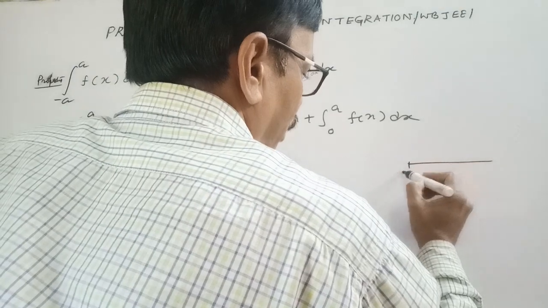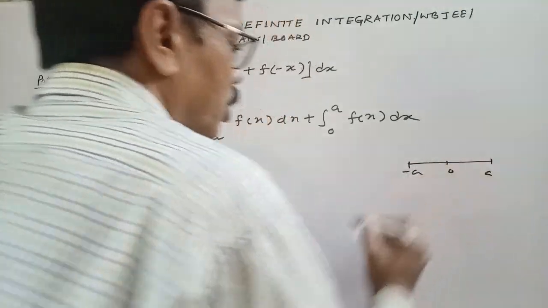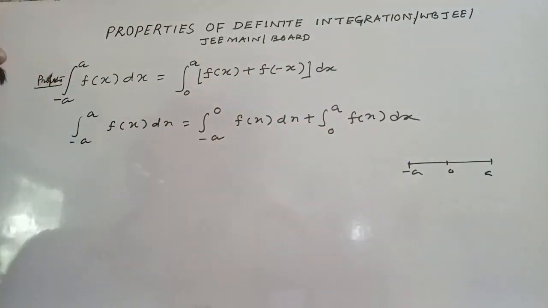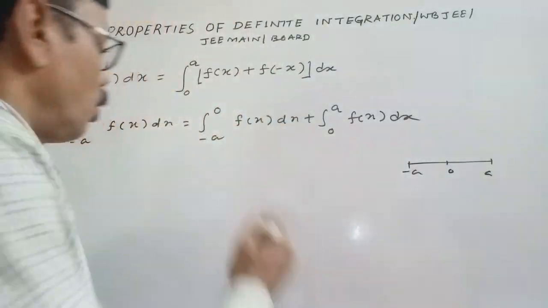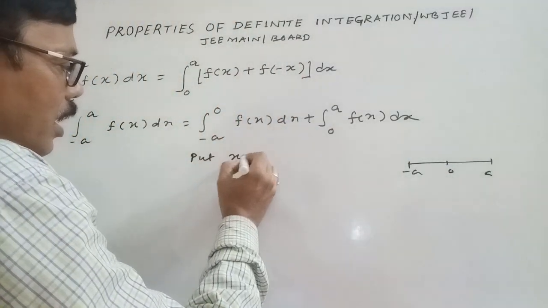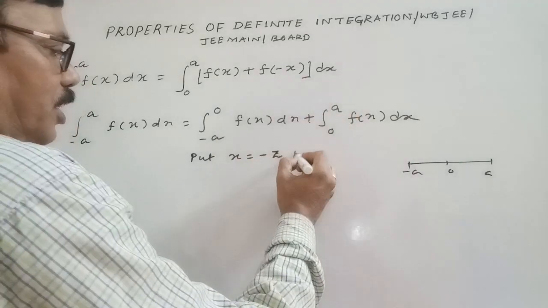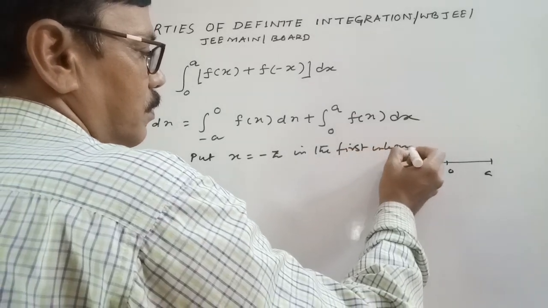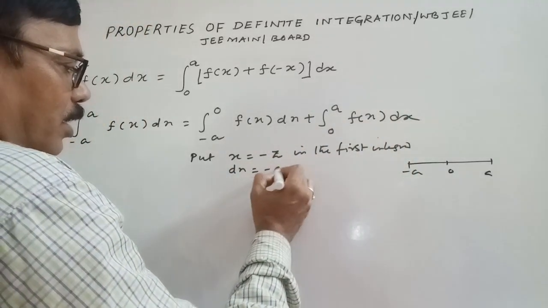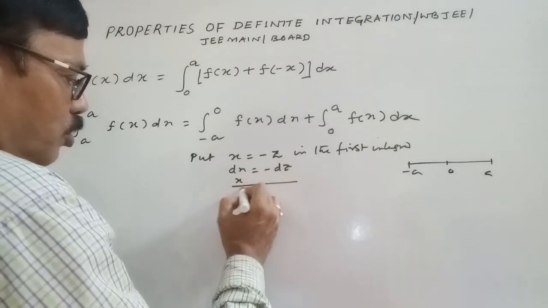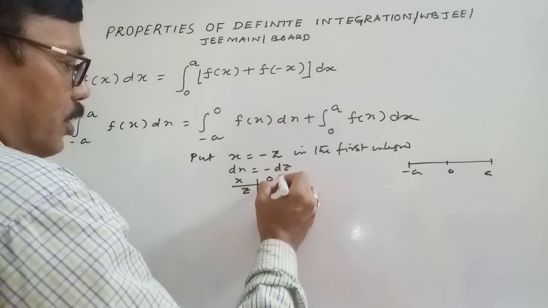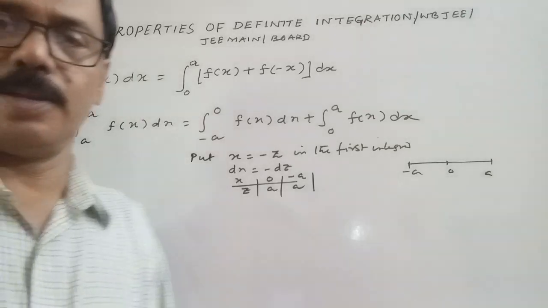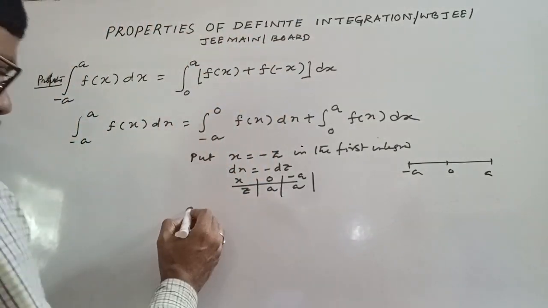So minus a to plus a: minus a to 0, and 0 to a. The 0 to a integral is already in the proof, so keep it unchanged. Put x equals to minus z in the first integral. So dx equals to minus dz. Then you have to change the limit. If it is 0, then it is 0. If it is minus a, then it is plus a. So this reduces to the first one.